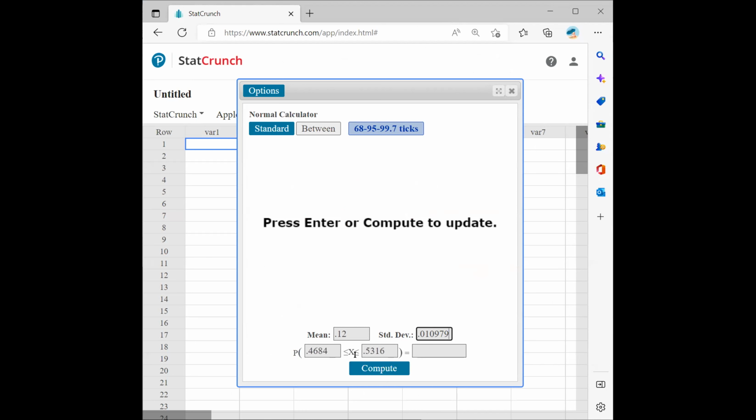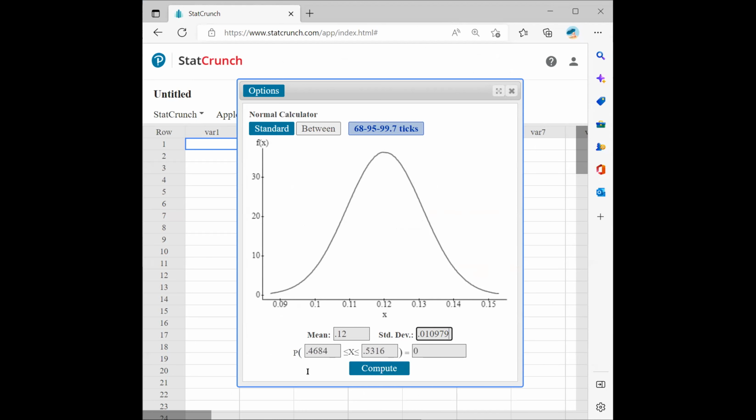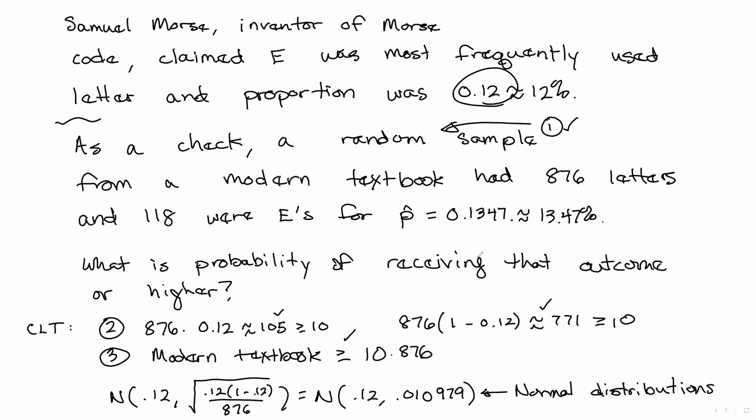All right, we'll just leave that part there for the moment. All right, so this is what we get. Okay, and then what were we asked to do? I've already forgotten. So we were asked to find some probability. What is the probability of receiving that outcome? And by that outcome, it means this outcome.